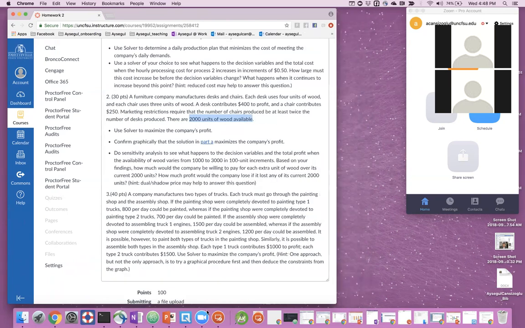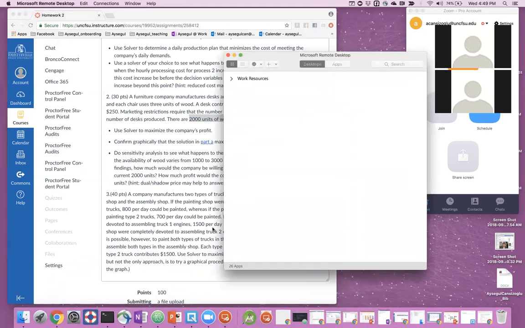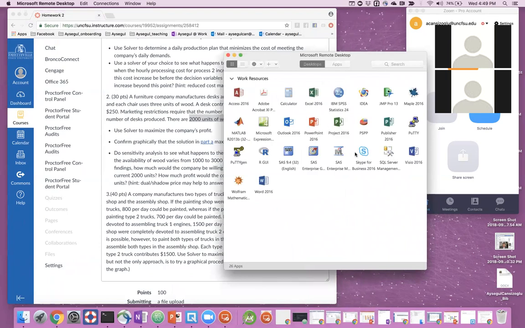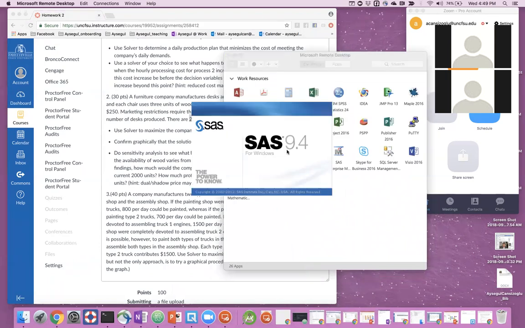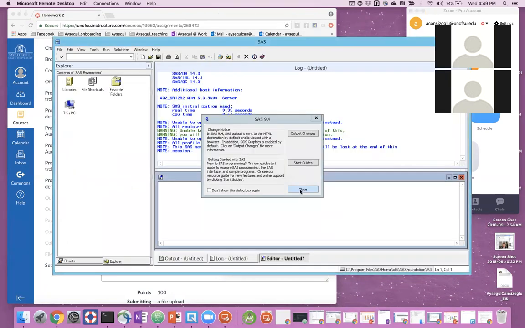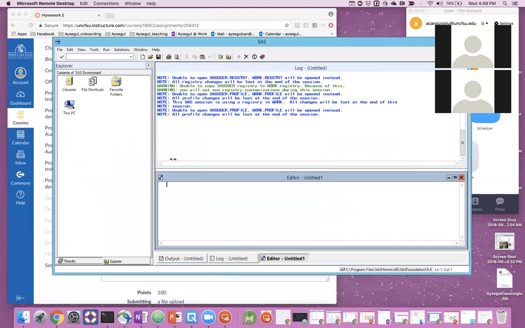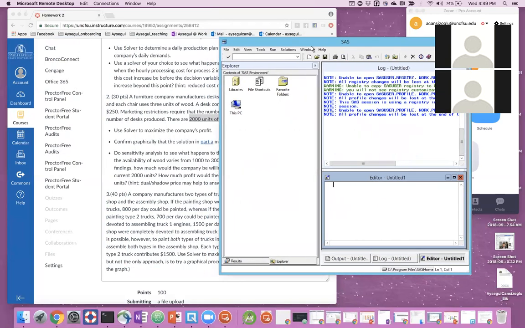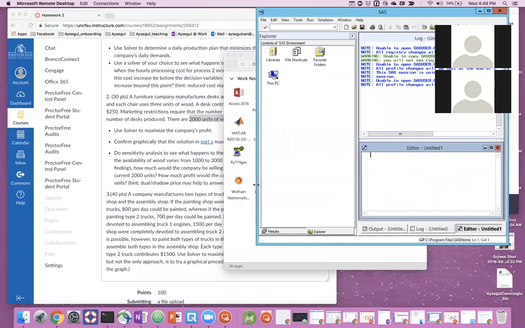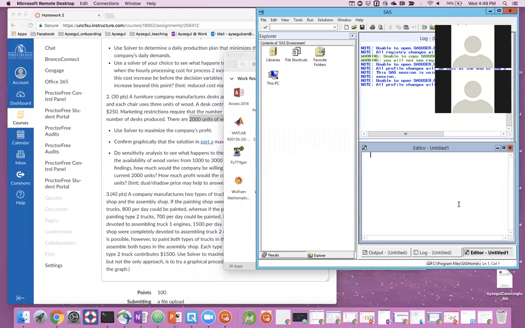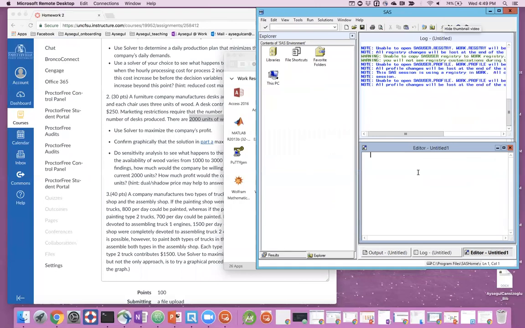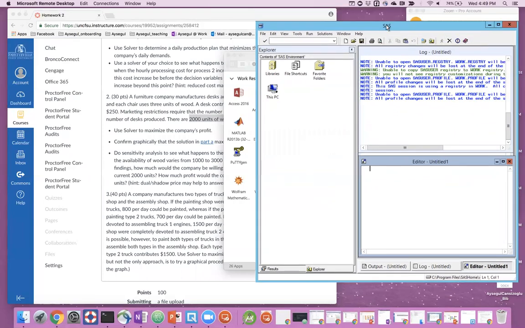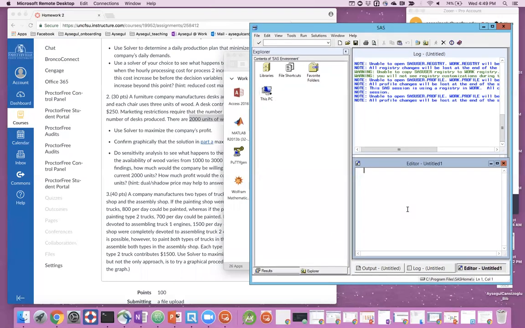But just to give you a sense of how to use SAS to solve this problem, let me quickly open this. Okay. So in this problem, the idea is identifying what the decision variables are, and what the constraints and objective function are.